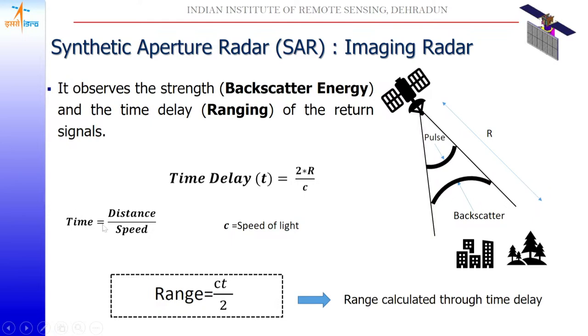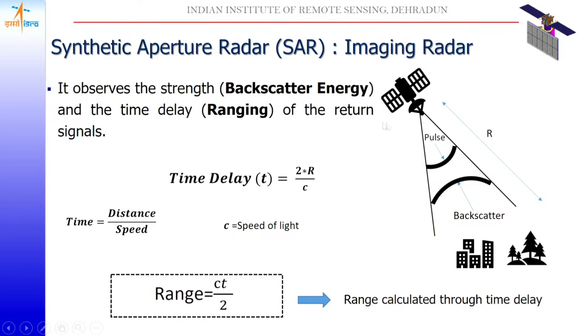So in synthetic aperture radar, we have the concept of the time delay. SAR observes the strength, meaning it observes the backscatter energy, and also one term called the time delay. Time delay is the ranging of the return signals. As you know, the formula is time equals distance upon speed.